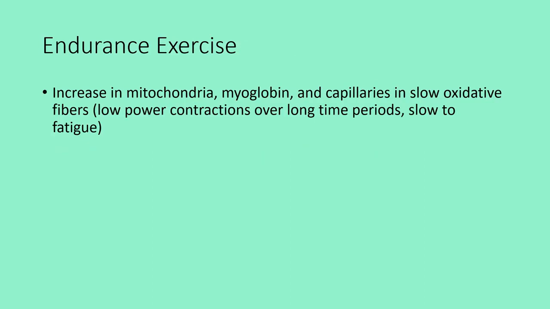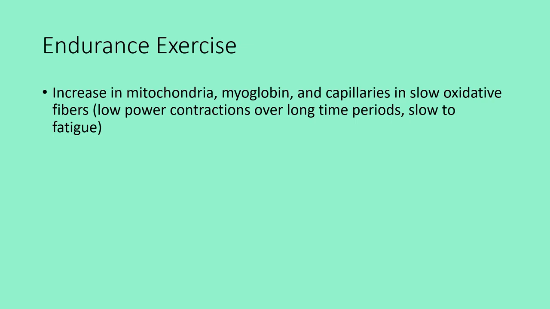With endurance exercising, what's going to happen is you're going to increase the number of mitochondria. Remember, mitochondria are where you're producing the ATP, so you'd be able to generate more ATP to sustain the muscle contractions. You're also going to increase the amount of myoglobin. This is a compound that binds oxygen, so you will have a higher concentration of oxygen in those muscle cells, and you also increase the number of capillaries.